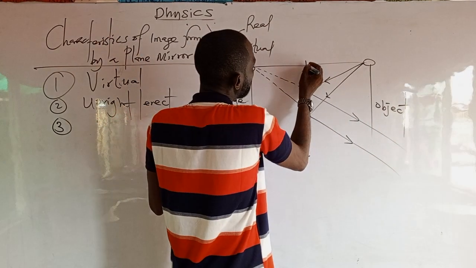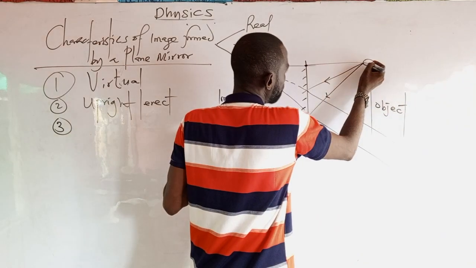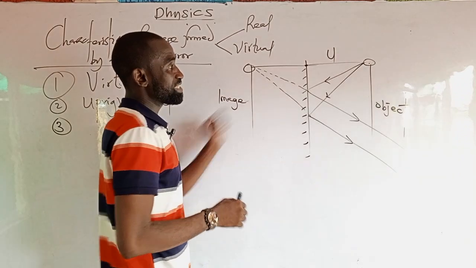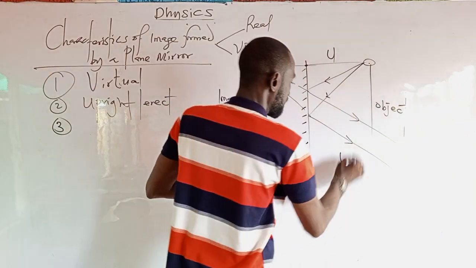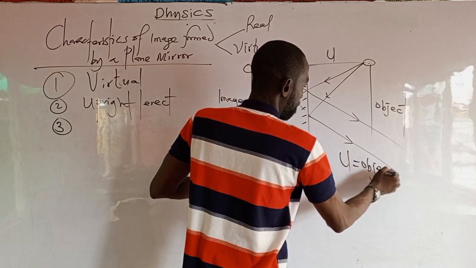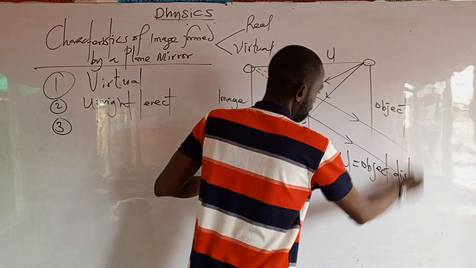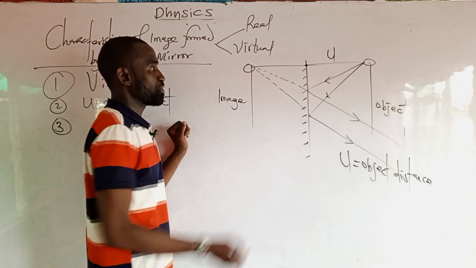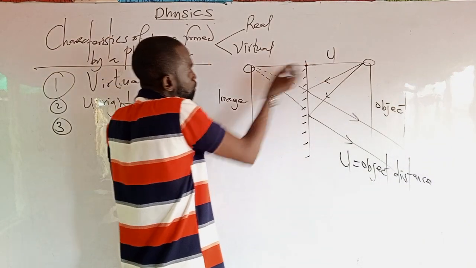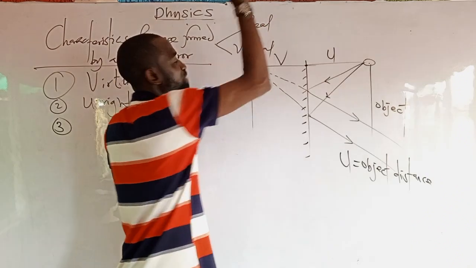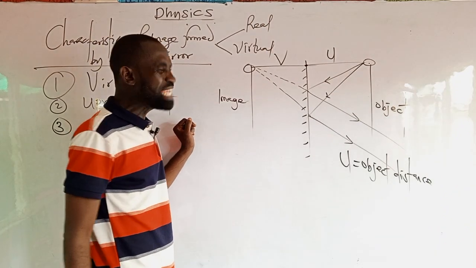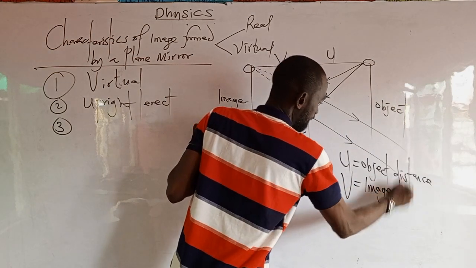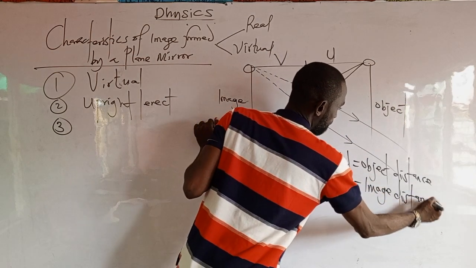The distance from the mirror to the object is called the object distance. This is the symbol used for object distance. U is object distance. Then the image distance, from the mirror to this image, is V. We call it what now? Image distance. V is image distance. Okay?